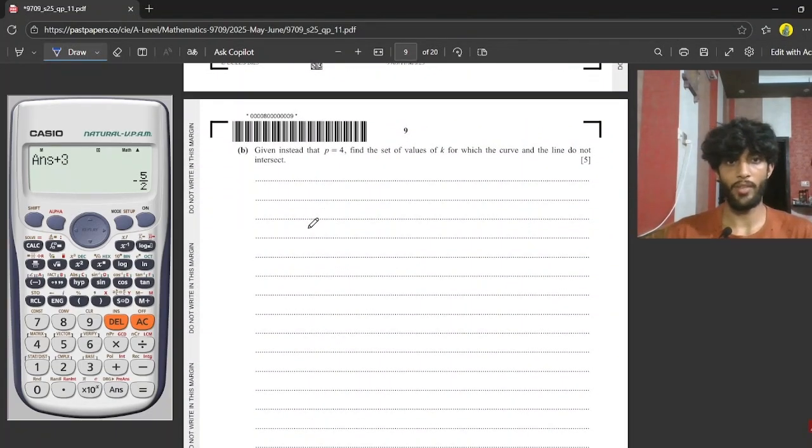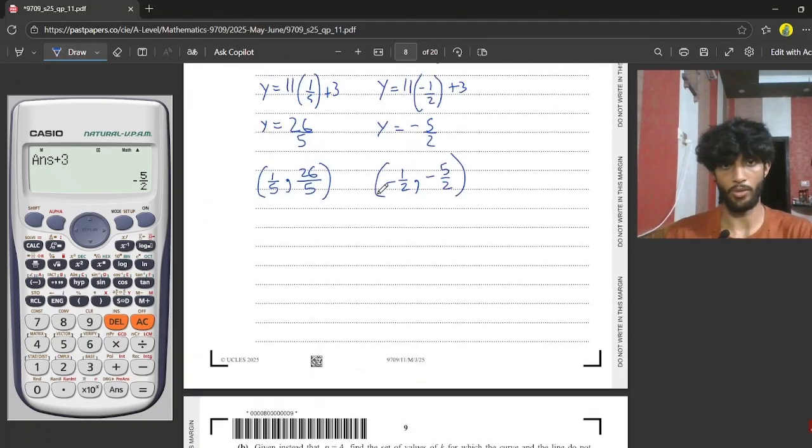Now part B says, given instead that p is equal to 4, find the set of values of k for which the curve and line do not intersect. So they give us p, and they say you have to find k. Okay, how do we solve this? So again, we know if we want to find values or coordinates for a curve and a line, we basically merge their equations, or in other words, solve them simultaneously. So again, the first step is going to be having our curve equation and our line equation, which I forgot.